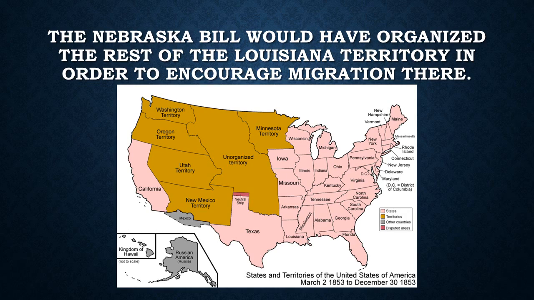And what the Nebraska Bill was going to do was take that area right there in the middle of the country where it says unorganized territory. The Nebraska Bill was going to create an organized territory out of that big mass of land. Now, what Douglas is doing here is that if this becomes an organized territory, it means that the federal government will now provide security for this territory.